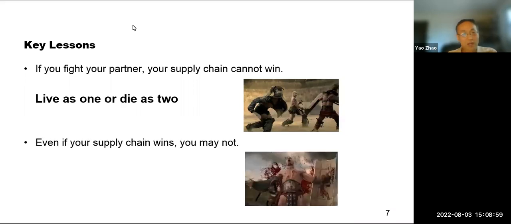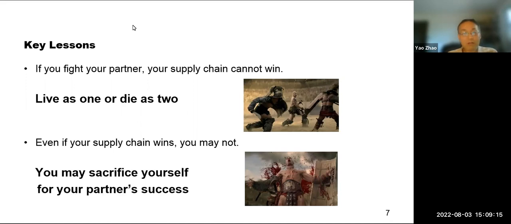And the most important lesson actually is if you collaborate too much, that is, you completely give up yourself, you share all the information you have and so on, then your supply chain might win, but you may not. That is, you may sacrifice yourself for your partner's success. By the way, in this game, the teams or the students will be rewarded by their company's success, not by their supply chain's success. I think that's the truth. That's more or less real life, right?